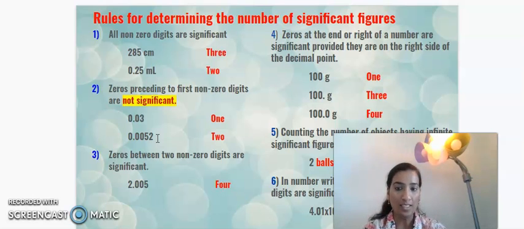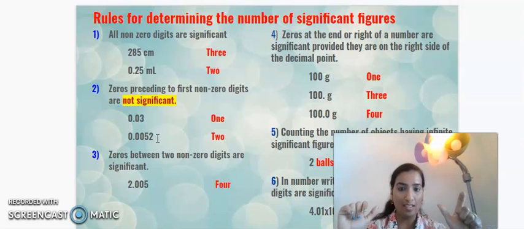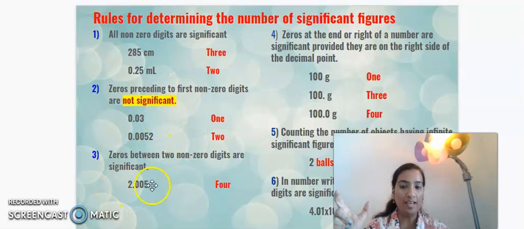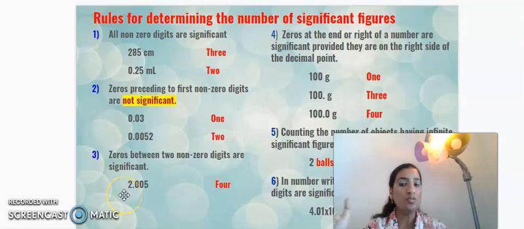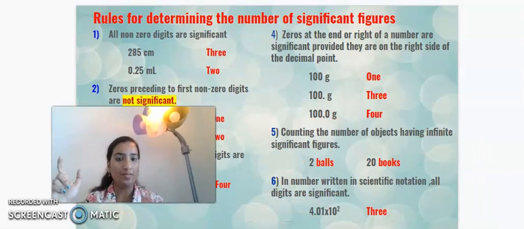And the third rule is zeros between non-zero digits are significant. So if there are zeros in between 2 non-zero digits, they are significant. So there are 4 significant figures in 2.005.